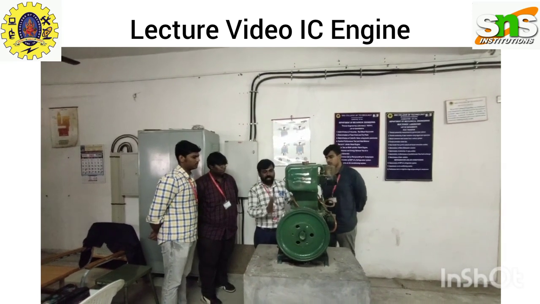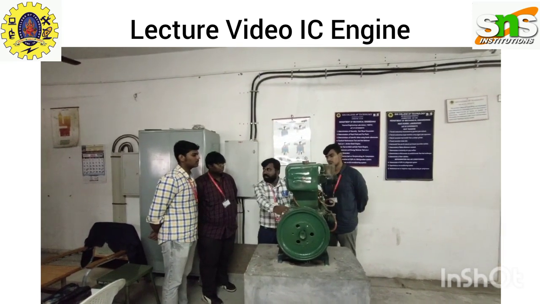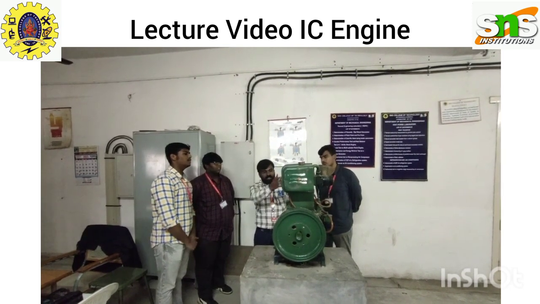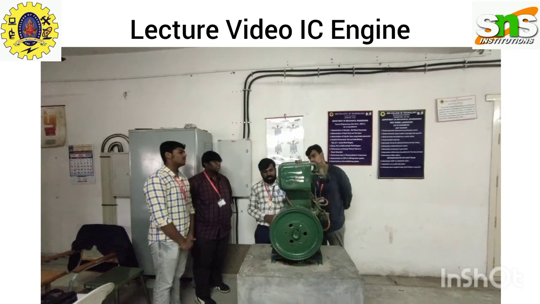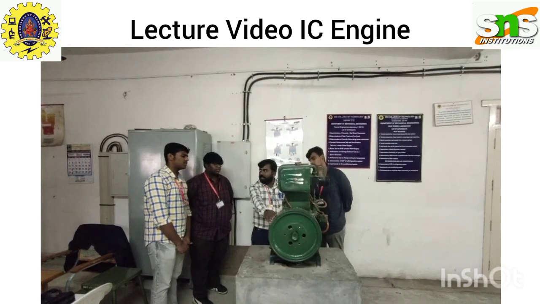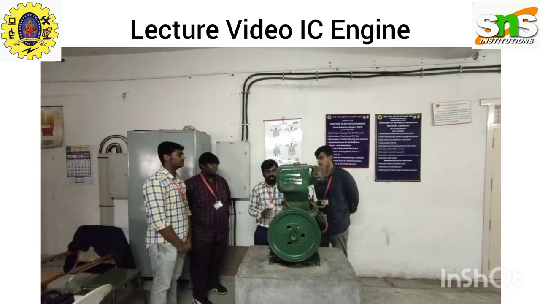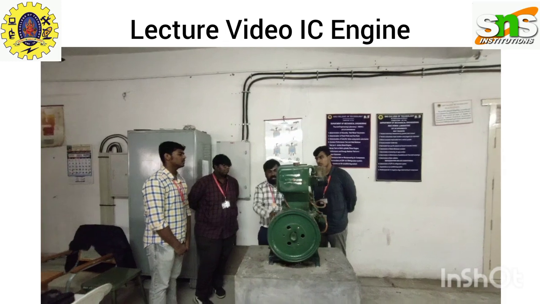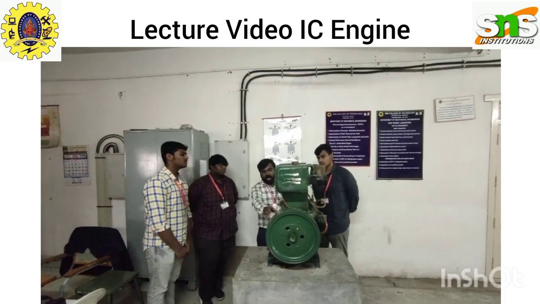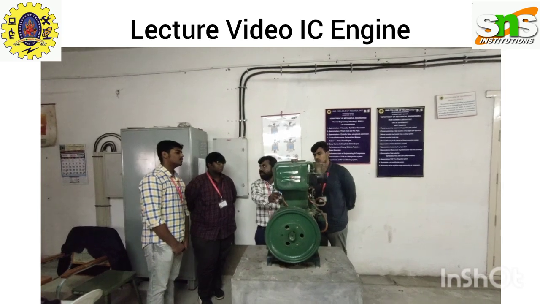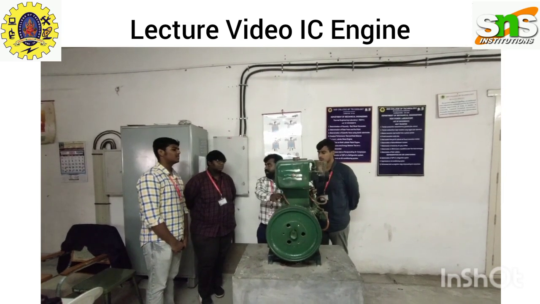So the basic components of an engine are the cylinder bar, then the cylinder head, the piston, connecting rod, crankshaft, camshaft, then the frame. First, the cylinder is nothing but a round cylindrical casting. The piston slides up and down inside the cylinder. This is made up of grey cast iron or aluminium materials.